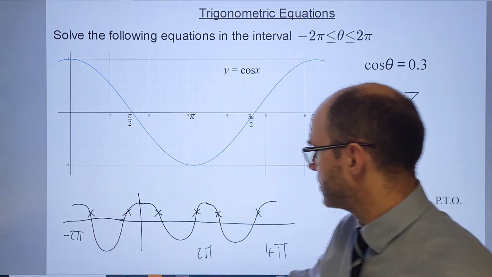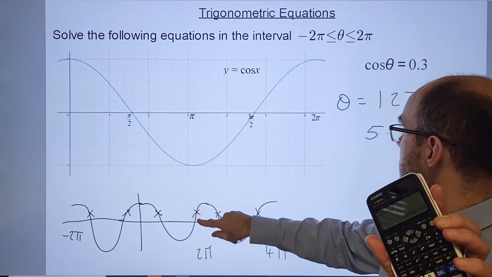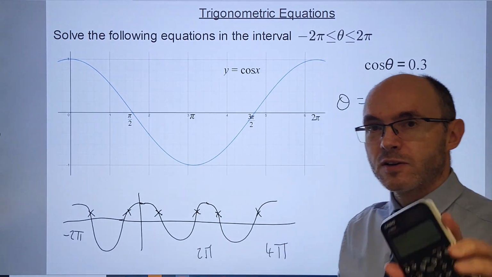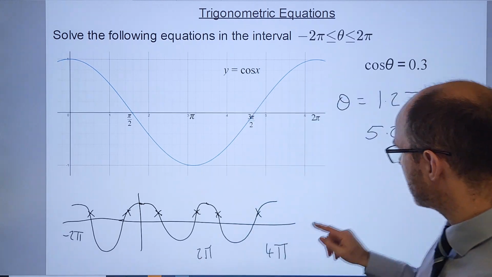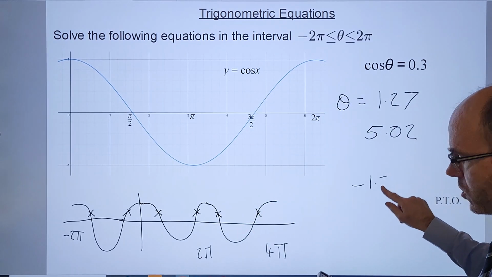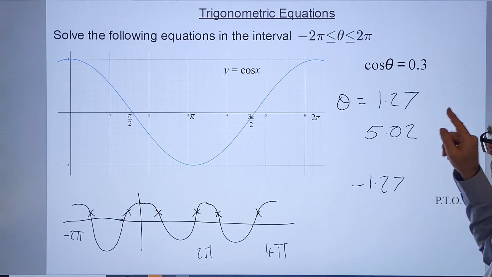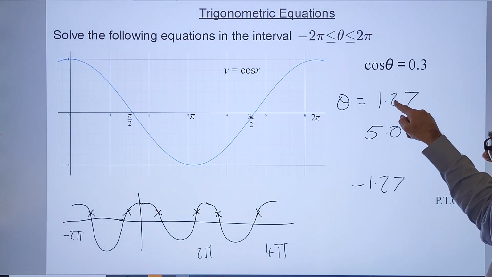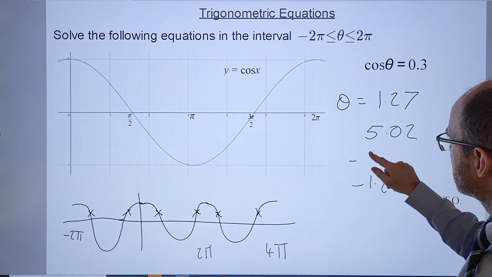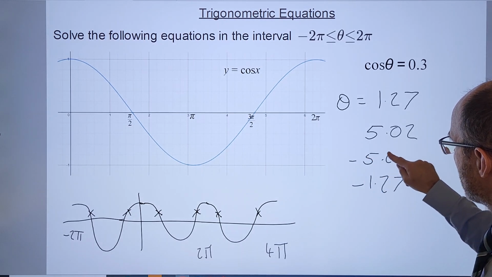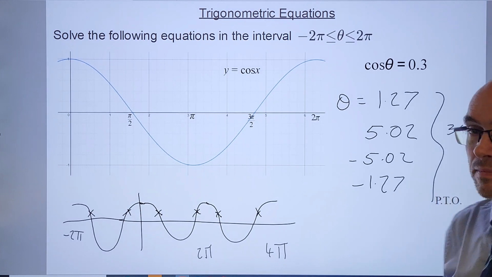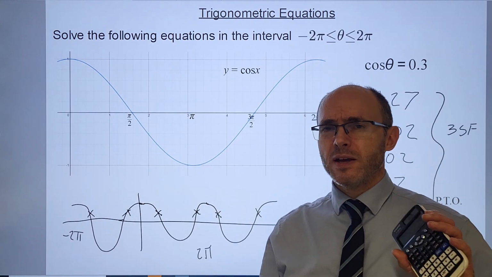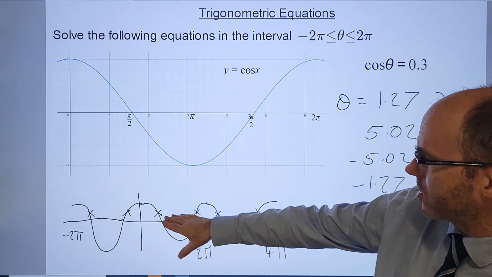So I've got this one here on my calculator display, which is 5.02, because it's already there. I'm going to subtract 2 pi, and it gives me negative 1.27, and I'm going to do this one, subtract 2 pi, to save you time, it's negative 5.02. All three significant figures, by the way. Okay with that?